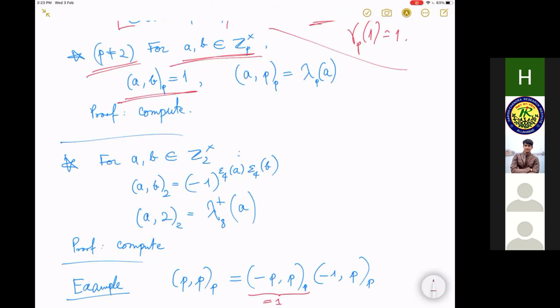And how do you prove this? It's just a matter of computation, because I've given you an explicit formula, right? So compute using the explicit definition of this Hilbert symbol. Similarly, this was the case P different from 2. And for P equal to 2, even if A and B are units, this doesn't always equal 1, as in this case. It equals this here.